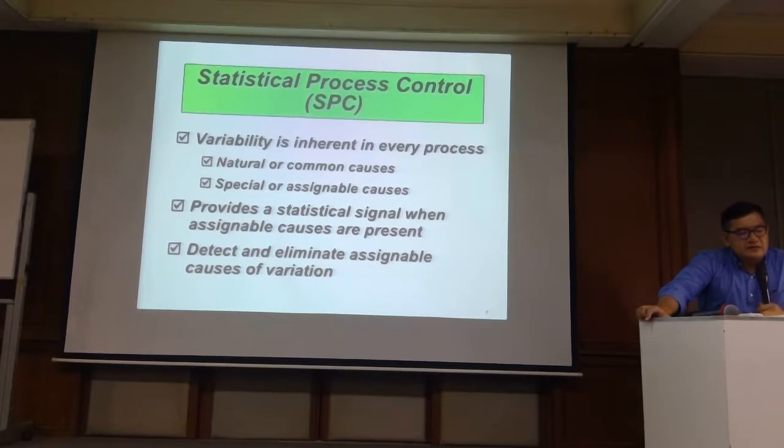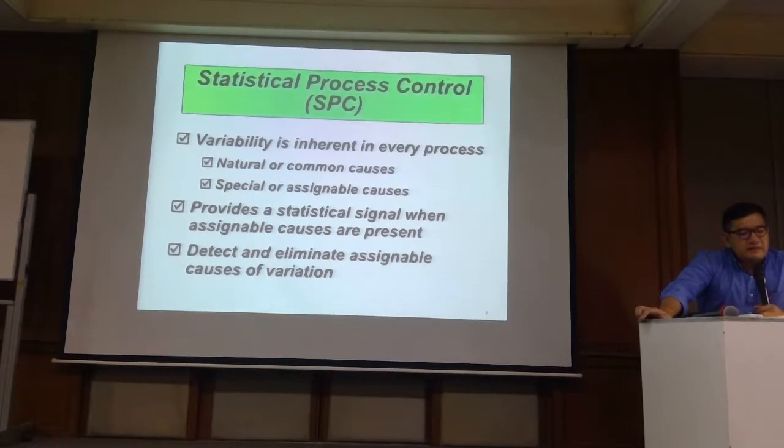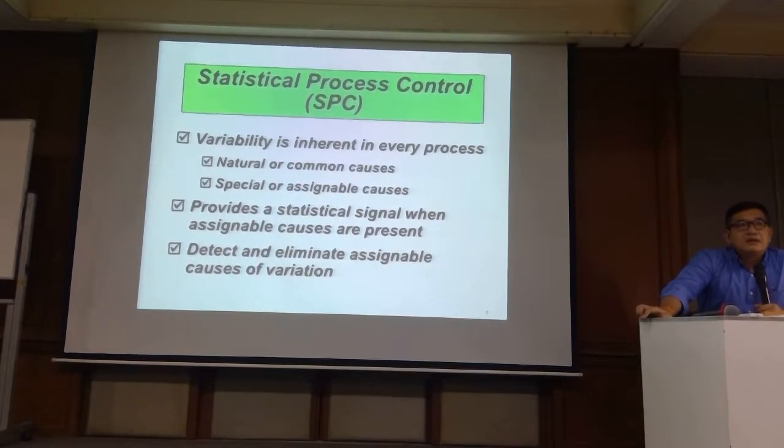So the first one, natural or common variation, is the variability that always exists in every process. We cannot delete it, we cannot eliminate it. It's still there, but we're okay with that because the variation that comes from the natural cause has very little effect.